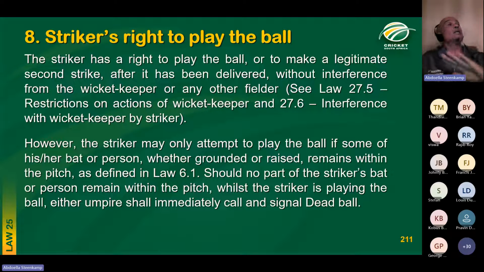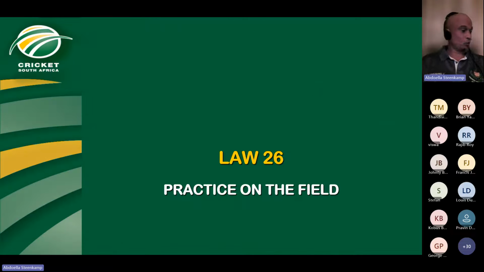As soon as the striker leaves the pitch, i.e. goes off the pitch to play at the ball, now the law tells us, if there's no part of the striker's bat or person within the pitch, and the striker goes off to play at the ball, either umpire is to immediately call and signal dead ball. So the law's strict here. Any playing of the ball needs to be on the pitch. The striker cannot go off the pitch to play at the ball. Umpires need to intervene and call and signal dead ball.